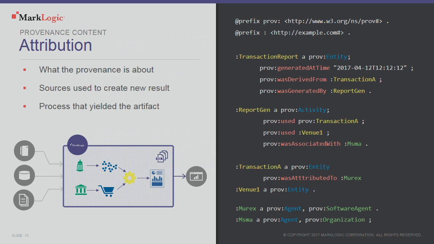How many of you know Turtle? Okay. Then there's a quiz at the end of this. There's a syntax error. Look for the syntax error while I'm talking. So I'll talk about a couple of different ways of looking at your provenance data. Attribution is one of the things I think I've already kind of gotten at. What are the processes that yielded the artifact? What are the sources that created it? What is it actually about?